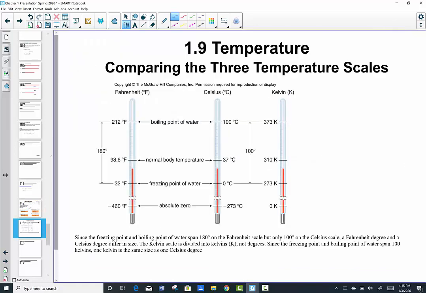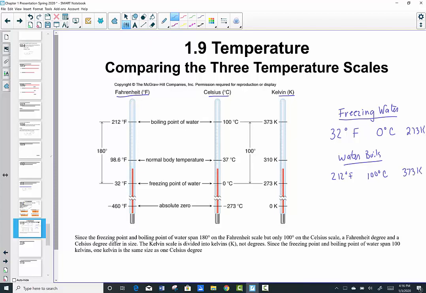Thinking about the comparison of these three scales. Here I have a thermometer that's given to me in Fahrenheit units. In the middle, I have a thermometer that's giving me Celsius units. And in the final, I have Kelvin units. Notice the freezing point and boiling point of water. Water freezes at 32 degrees Fahrenheit. The other constant you probably know is that water freezes at 0 degrees Celsius, and that would be equivalent then to 273 Kelvin units. Water then boils at 212 degrees Fahrenheit, 100 degrees Celsius, and therefore it would boil at 373 Kelvin units.